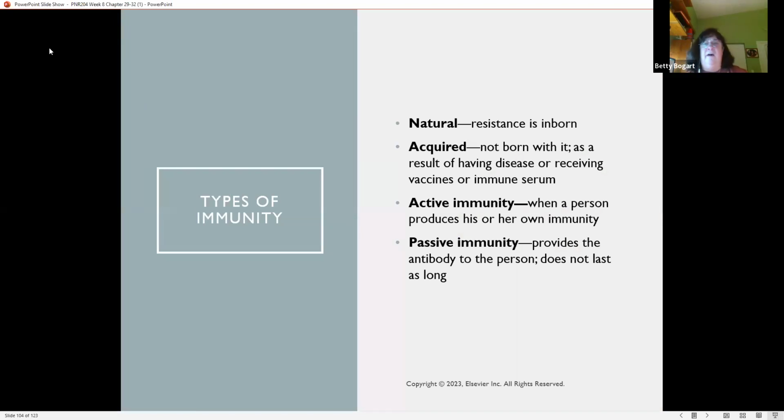So types of immunity: natural, acquired, active, and passive. Natural, you're born with. Acquired is that you either had a disease or you got a vaccine for it. You're immunized against it. Active immunity, you made your own. And passive immunity provides an antibody to the person, but it doesn't last long. Even influenza, we have to take it every year, right? Because it doesn't last or it's changed.